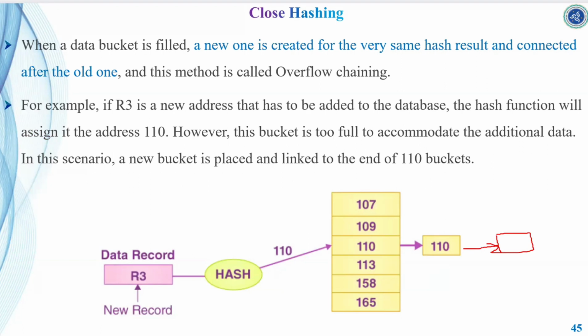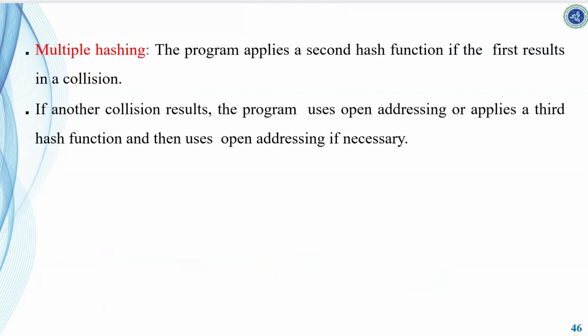The next type is the combination of these two, that is multiple hashing. Here, if a program uses a second hash function, and again the first result is in a collision, that is, there is already data inside the hash address, and if there is another collision, then the program applies the third hash function and then uses open addressing if necessary. So combinations of different hash functions may be used in order to store the records efficiently.